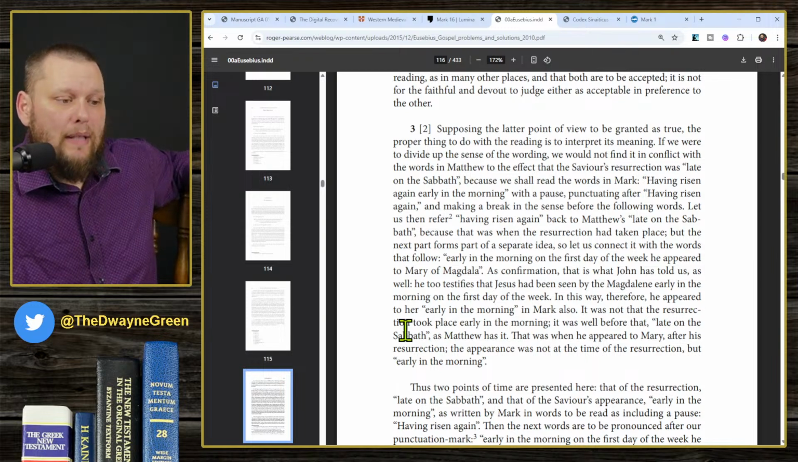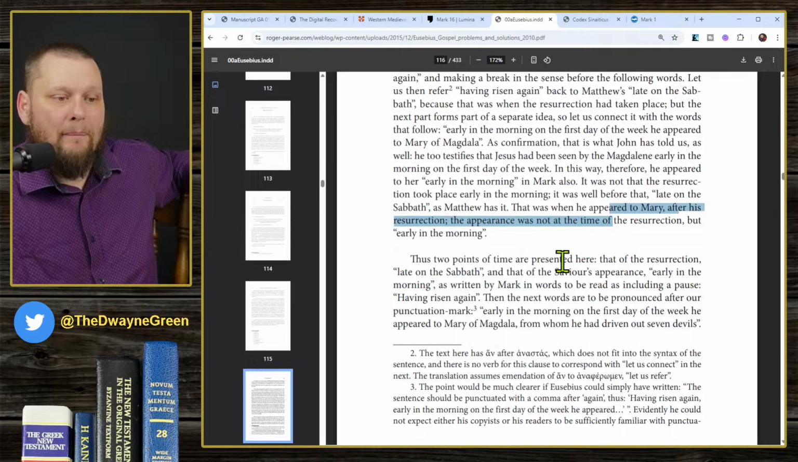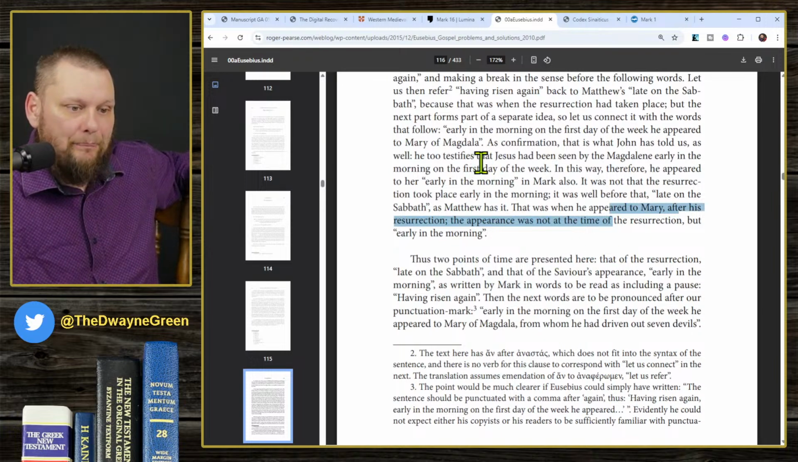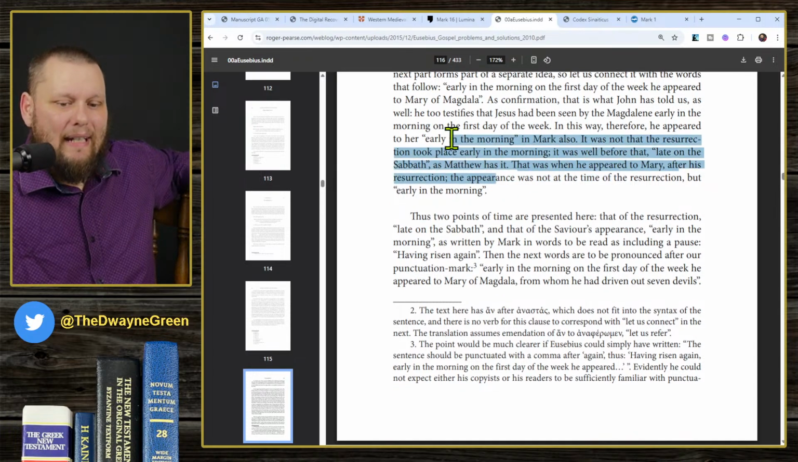It was not that the resurrection took place early in the morning. It was well before that, late on the Sabbath, as Matthew has it. That was when he appeared to Mary after his resurrection. The appearance was not at the time of the resurrection, but early in the morning. All right, so capture that.